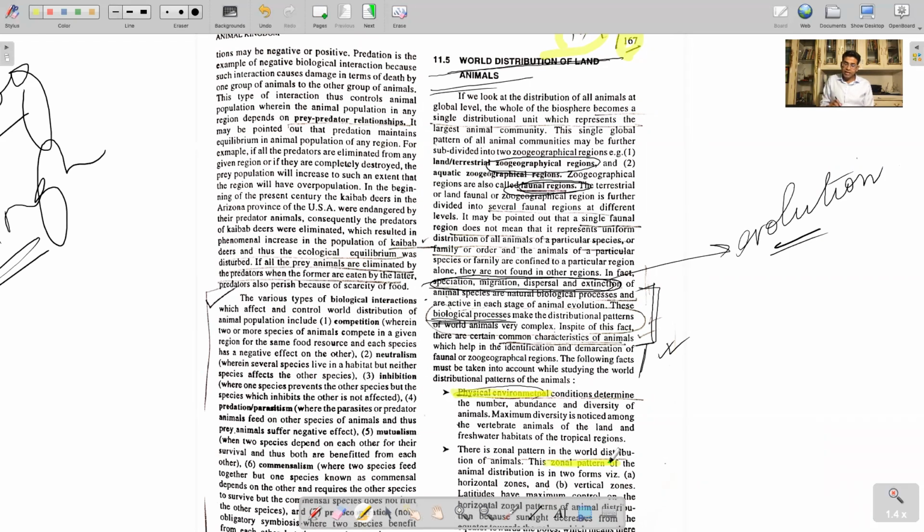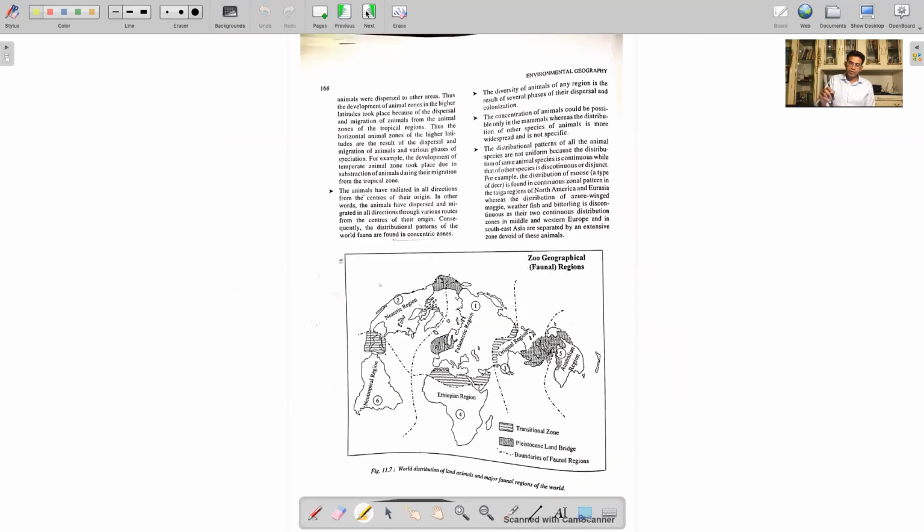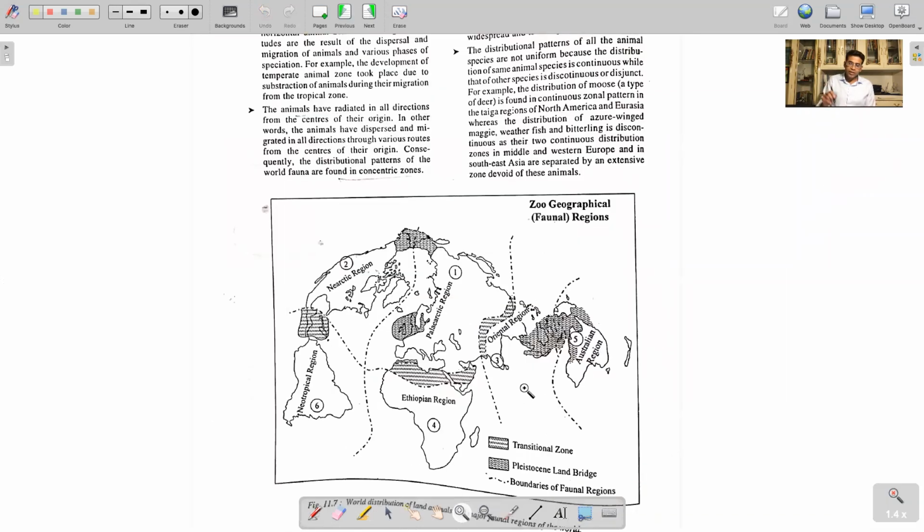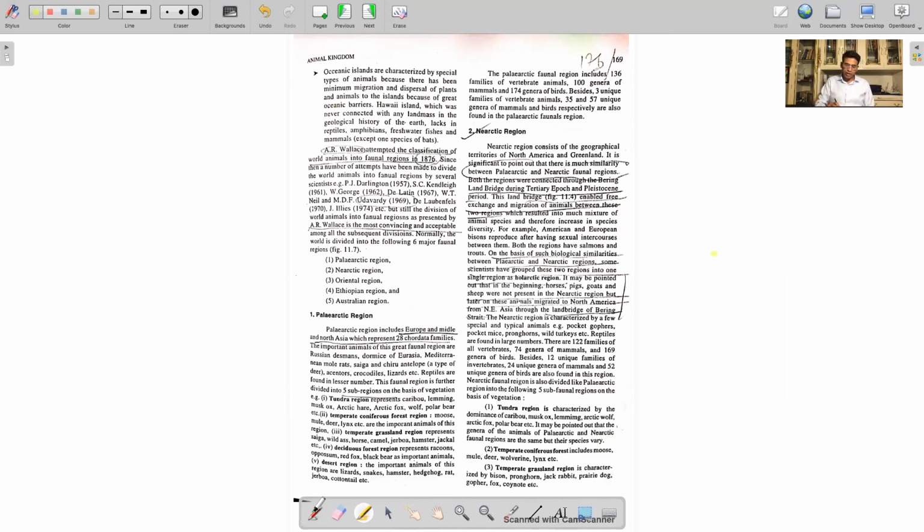There is a zonal pattern that we have. The animals have radiated, they are spread out in all directions. There is a role of migration also in the distribution. And the distribution pattern is not uniform, not continuous, in most cases. So it talks about North America, Eurasia, and so on. This is an important page that you can look up in your textbook.